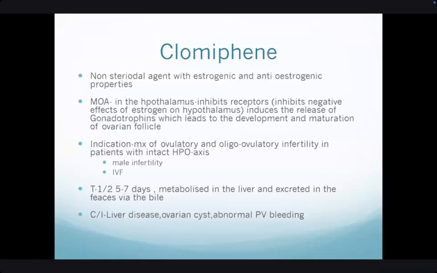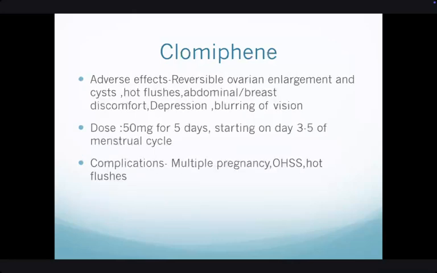Hence, it's used in male infertility and IVF. It's taken from day 2 to 5. It's metabolized in the liver and excreted in the feces via the bile. Contraindicated in liver disease, ovarian cyst, and abnormal uterine bleeding. Its half-life is 5 to 7 days.